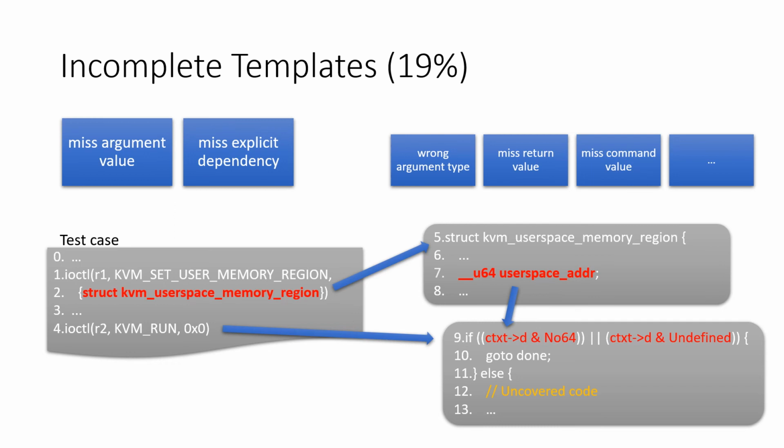Here we give you one example from KVM. The argument at line 2 of IO control at line 1 sets some global memories, and the IO control at line 4 uses the global memory in the unresolved dependency at line 9. In order to satisfy this unresolved dependency, we have to set a suitable value in the memory address at line 7.